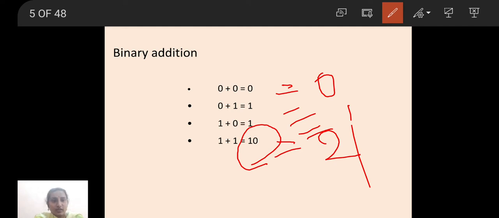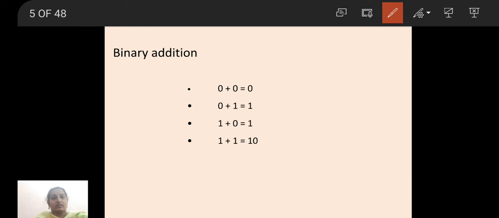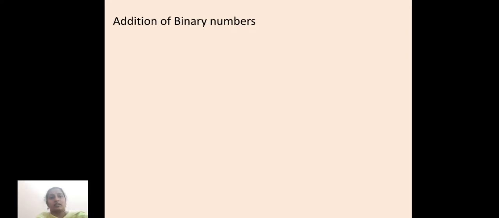So 0 plus 0, we are getting 0 only. 0 plus 1 is 1, 1 plus 0 is 1, and 1 plus 1 we are getting 0 and 1. Why? Because 1 plus 1 is equal to decimal 2, and decimal 2 is equal to binary 10. Is it clear? So here 0 is sum, 1 is carry. Is it clear? Okay.